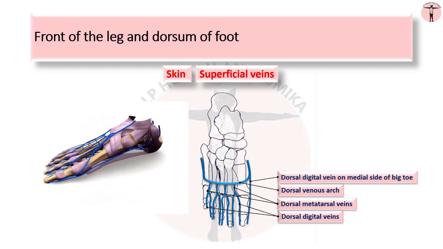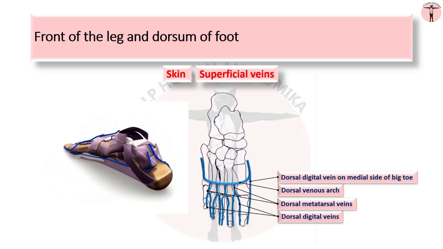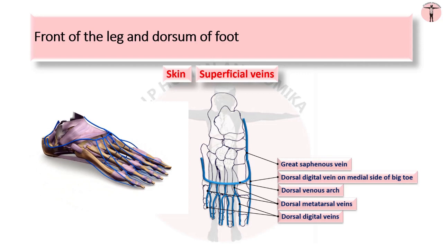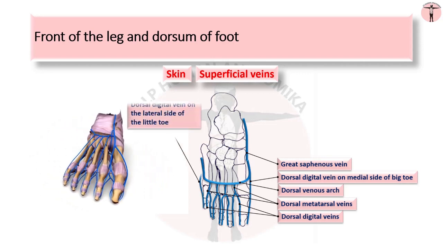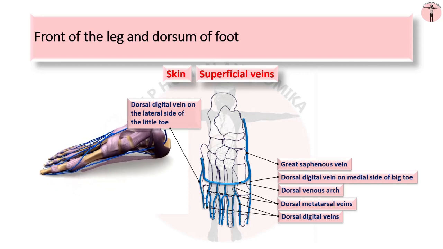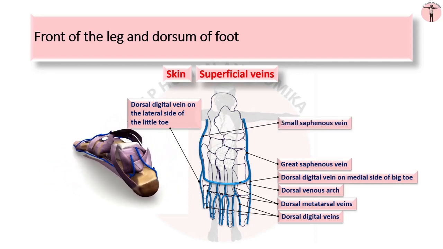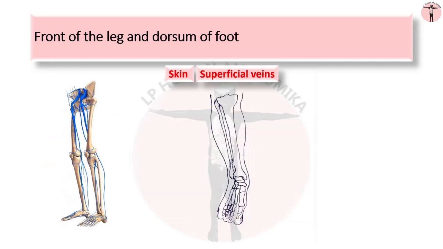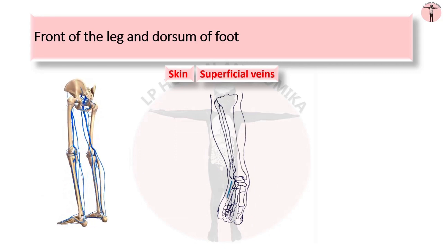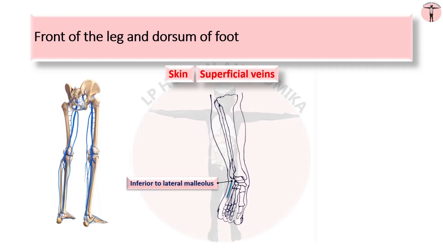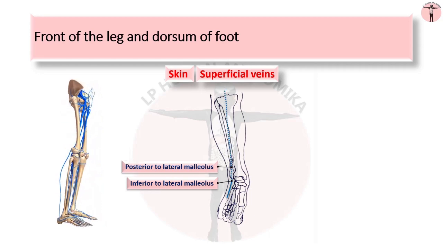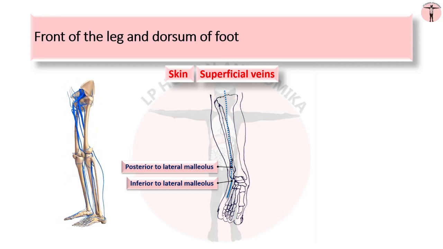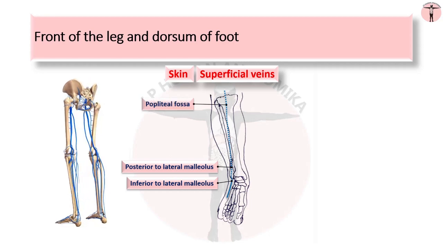The dorsal digital vein on the medial side of the big toe joins with the medial end of the arch to form the great saphenous vein, and the dorsal digital vein on the lateral side of the little toe joins the lateral end of the arch to form the small saphenous vein. The small saphenous vein runs posteriorly, passes first inferior to the lateral malleolus and then posterior to the lateral malleolus. It ascends to the popliteal fossa in the back of the leg and drains into popliteal vein.